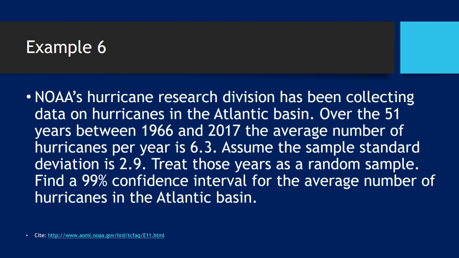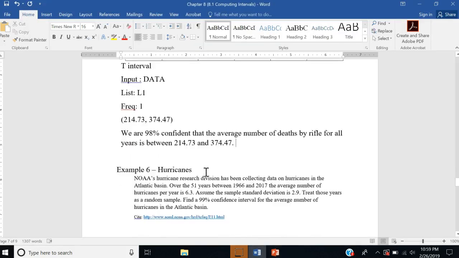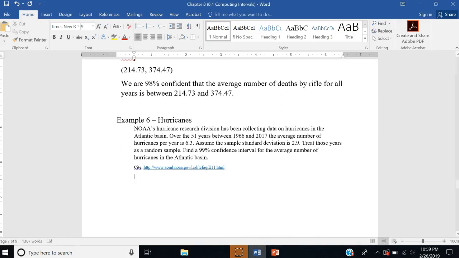We can see this is talking about hurricanes. Now, which interval we pick, well, in this case, we're going to use a t interval. And the reason is I have a sample standard deviation. All right, so we're going to use a t interval, and we're going to use the stats version. So again, stats test number 8.